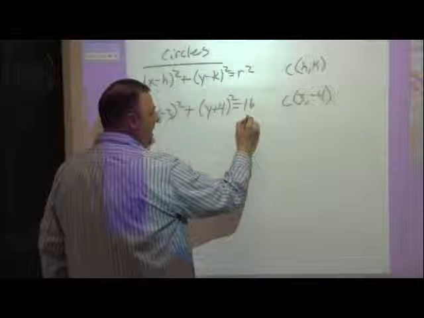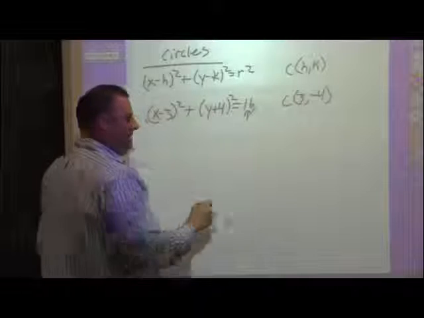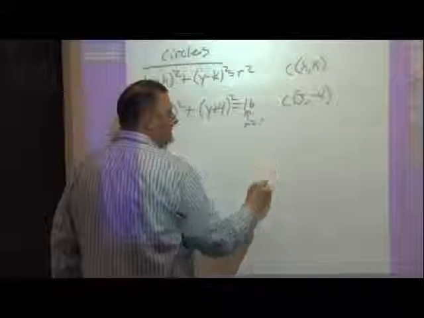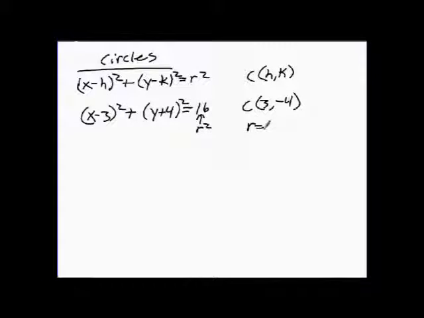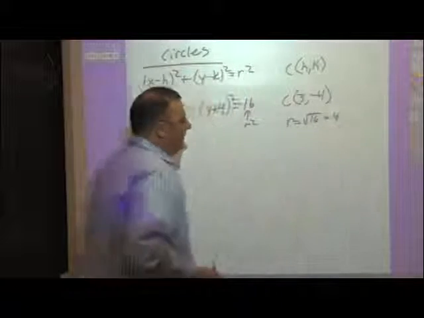Now, you got to keep in mind this number here on the right, that constant, that's r squared. So if you need to find what the radius is, that would have to be the square root of that given number of 16. So your radius would be 4 in this case.